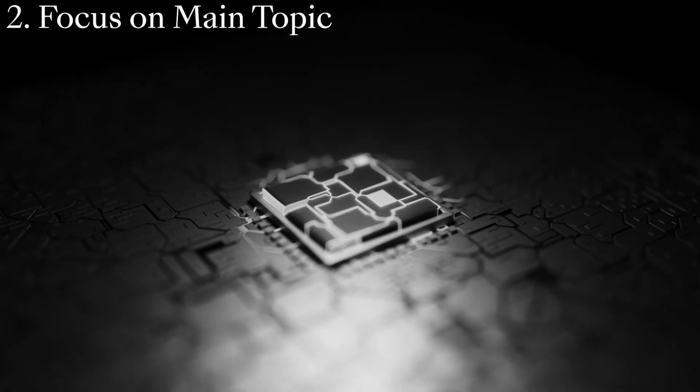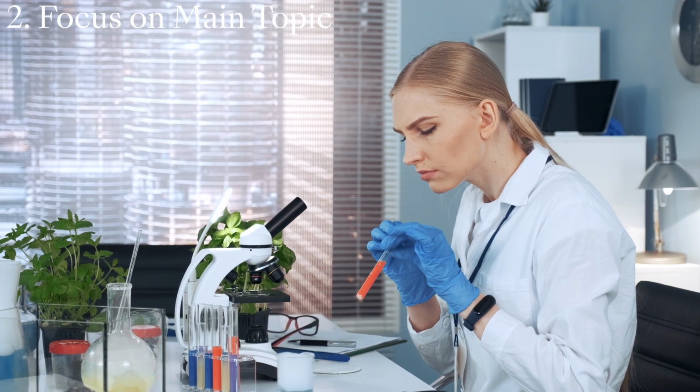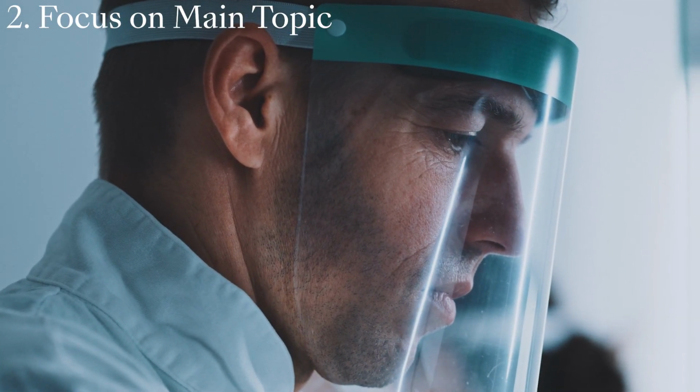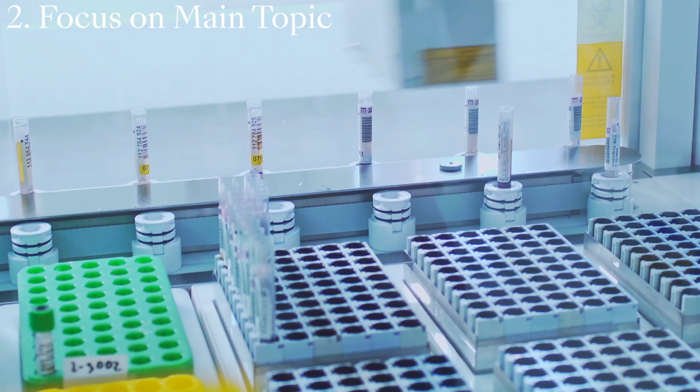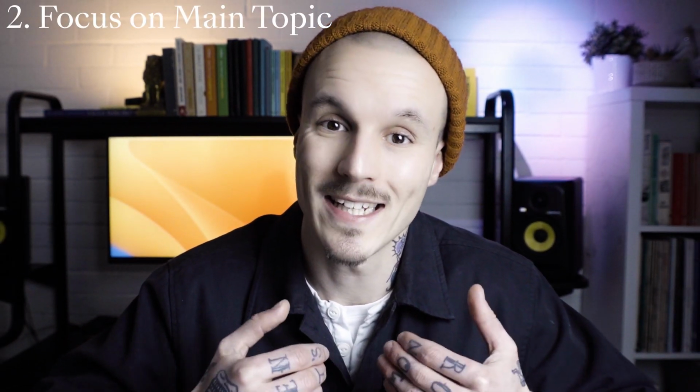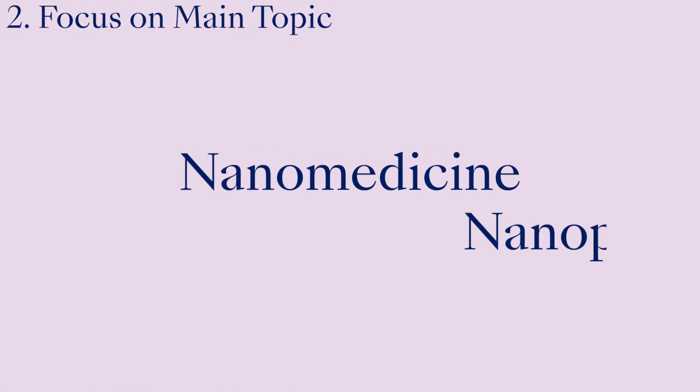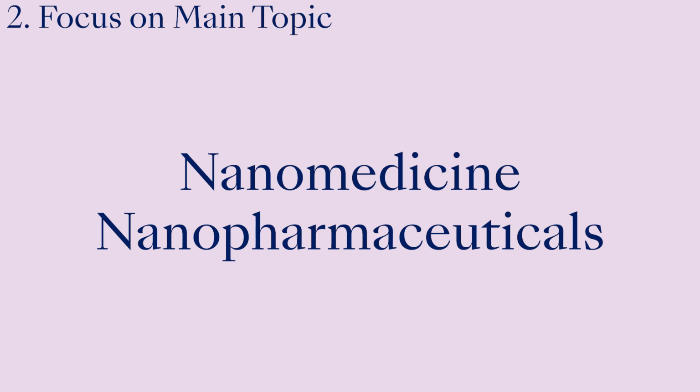Focus on the main topic of your research. Use the main topic of your paper to guide your keyword selection. For instance, if your paper is a broad review of how nanotechnology is used in medical settings, your paper will likely touch on how nanotechnology can be used to treat or diagnose a number of different conditions. However, your keywords for an article like this should focus on terms such as nanomedicine or nanopharmaceuticals, which are closely related to the main topic.